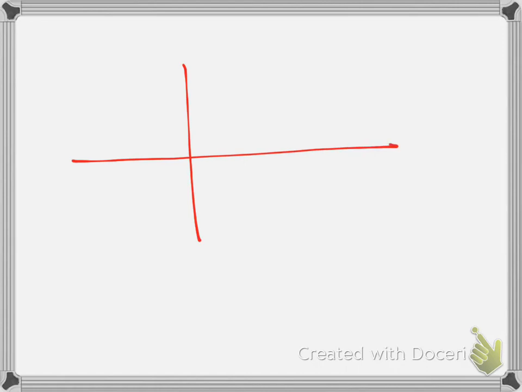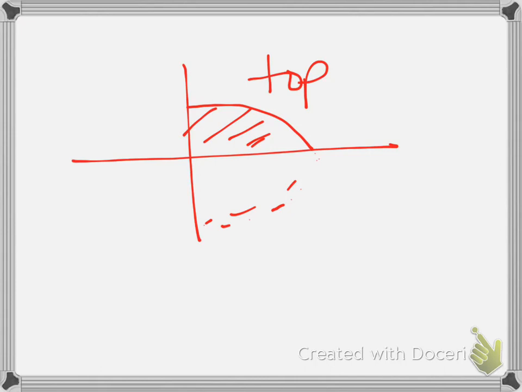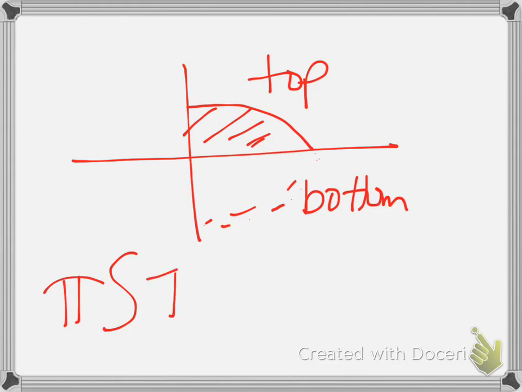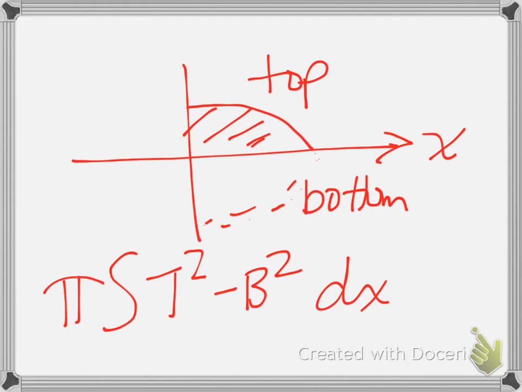Okay, so what method do we use? If we have, let's say, this is our picture here. If we're going to revolve it over the x-axis, then it started up here on the top and it ended up here on the bottom. And that's why when we use the integral, we're going to do the top squared minus the bottom squared, dx. And why is it dx? Because it's going over the x-axis.